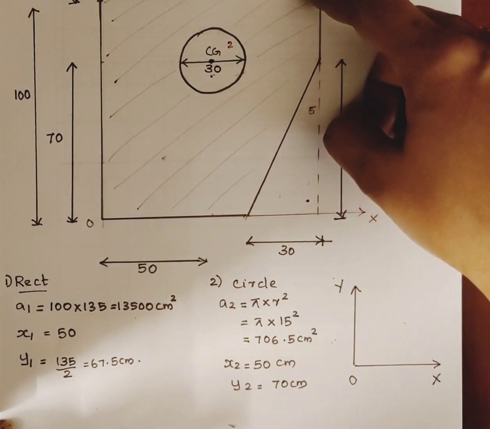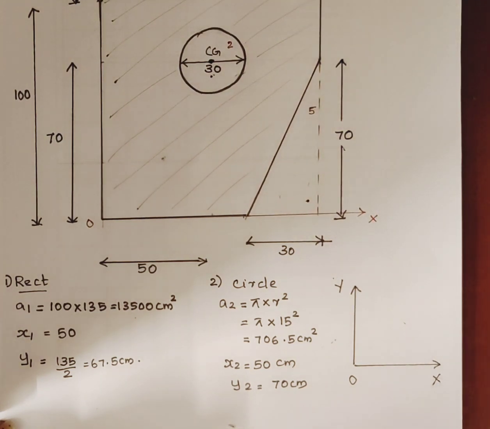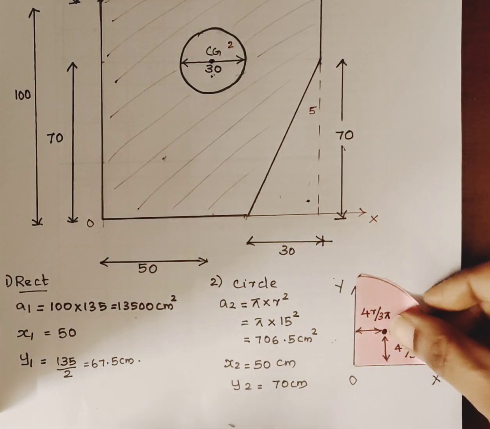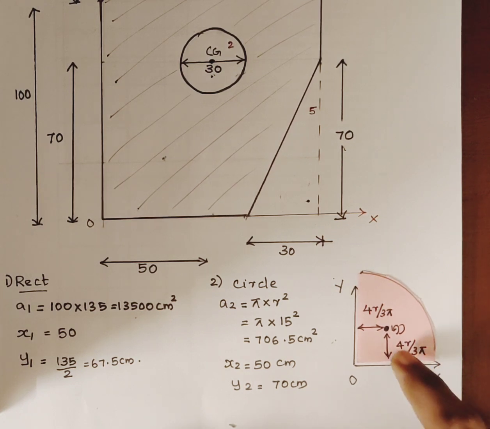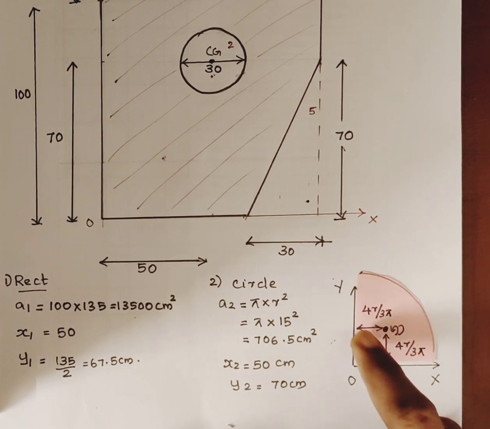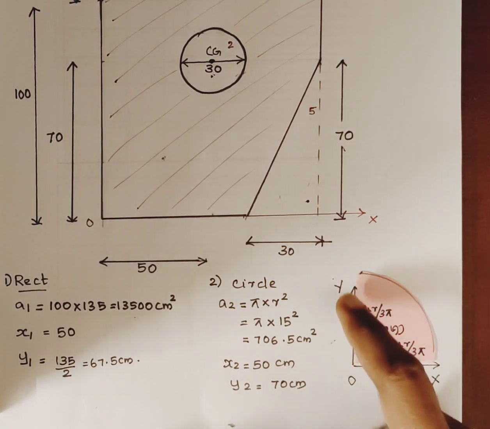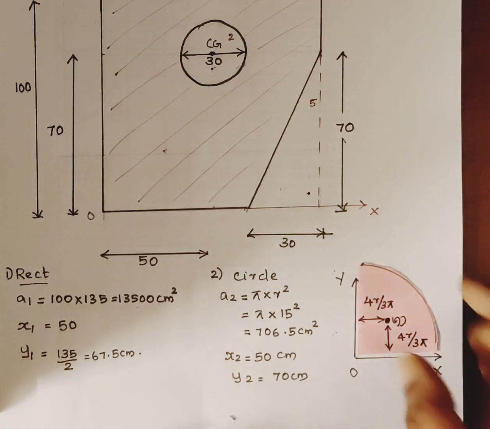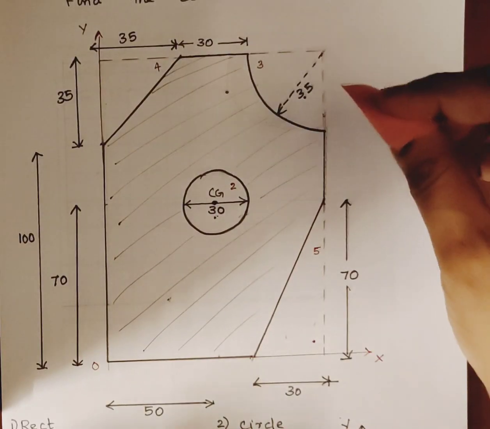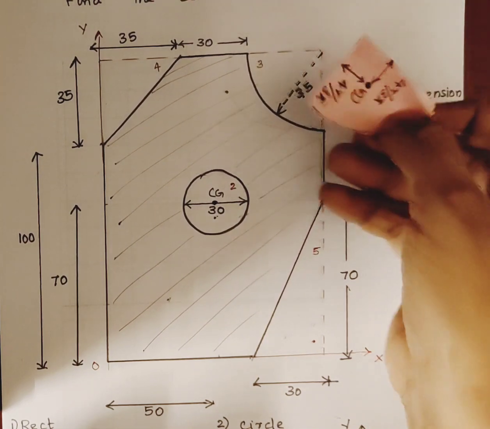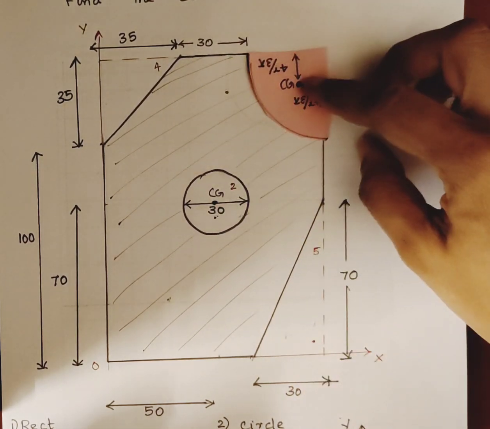So next figure is the quadrant. With respect to the OX axis, centroid is at a distance 4r by 3 pi. That is, the y coordinate of the centroid is 4r by 3 pi and the x coordinate with respect to this axis is 4r by 3 pi. So here in this figure you have to keep like this.